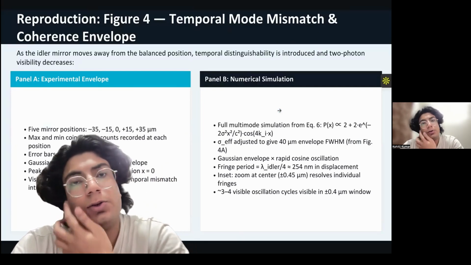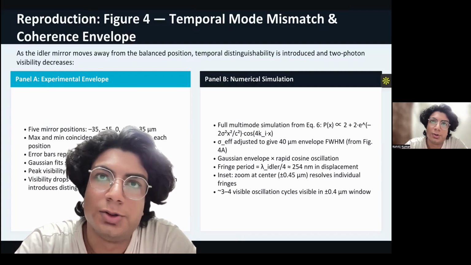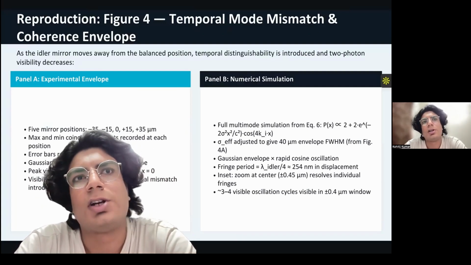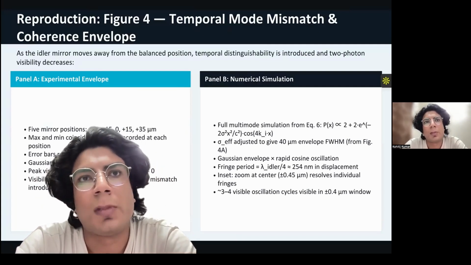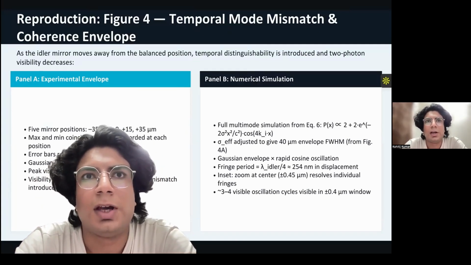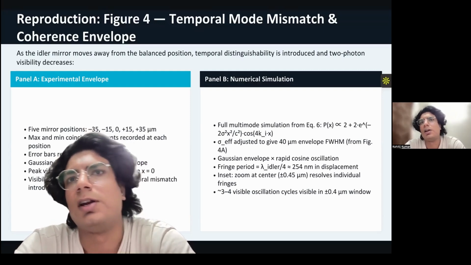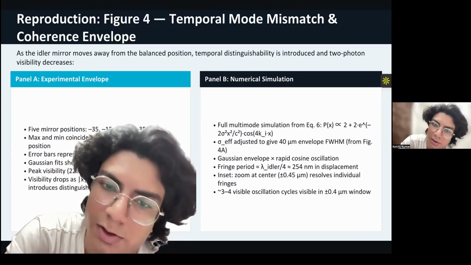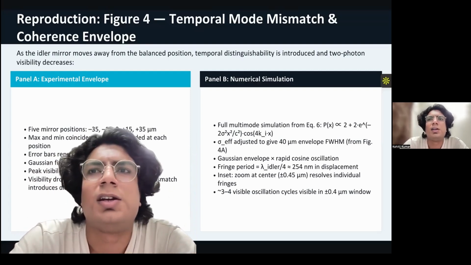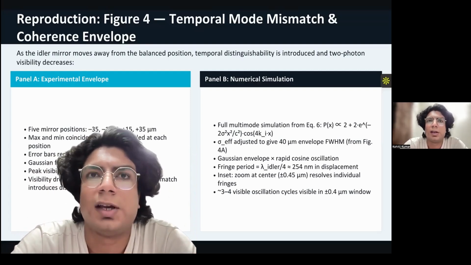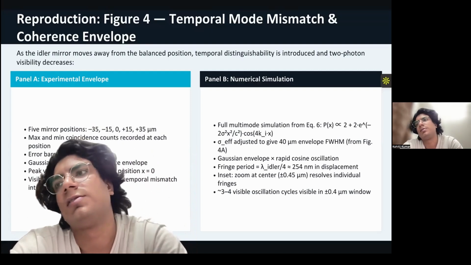Okay, so now this was the experimental envelope. Now what we are going to do is the numerical simulation of it. So now we transition from experimental data to fully numerical simulation of this phenomenon. In panel B, we reproduce this. What we utilize is the full multimodal analytical derivation, which is given in equation number 6 from the paper. This equation represents the exponential decay term and the rapid cosine oscillations in a single expression, which represents the actual quantum interference fringes.